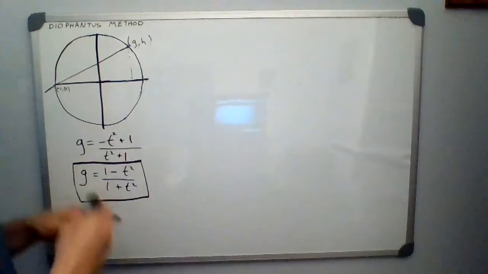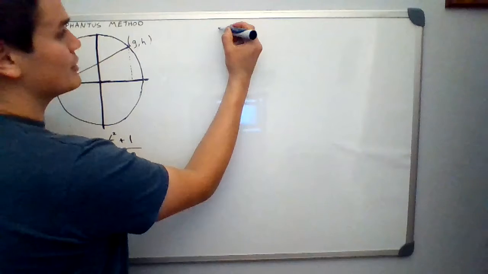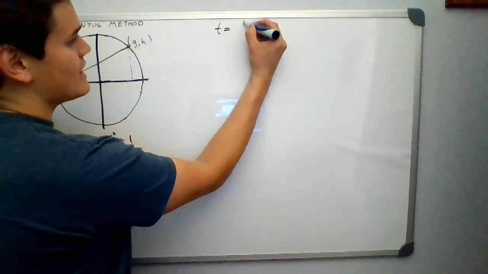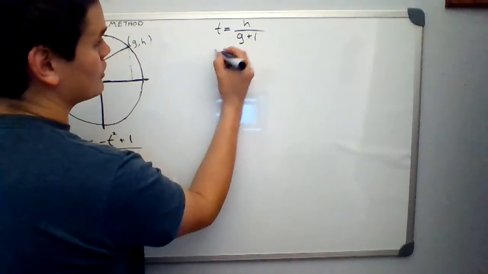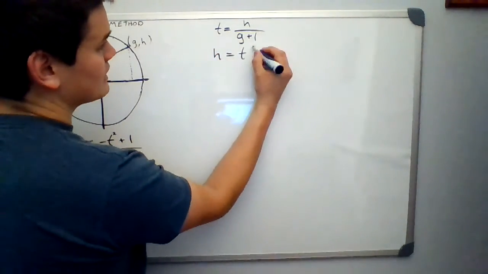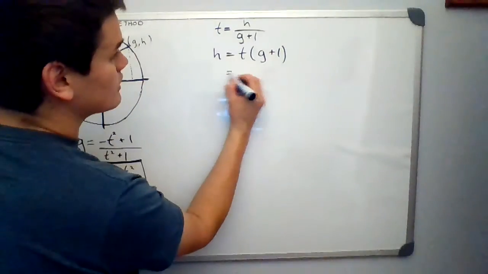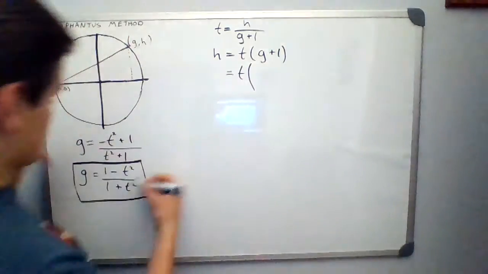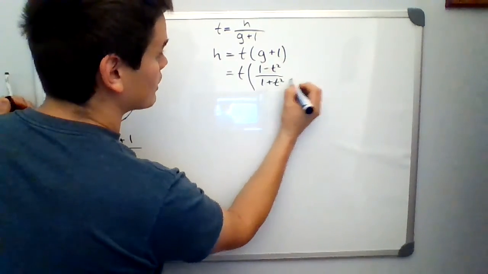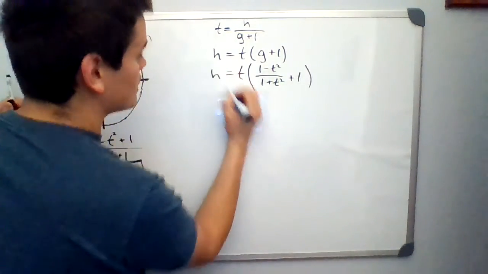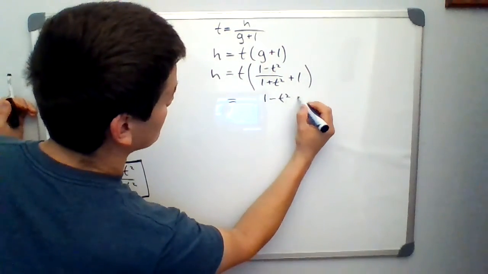Alright, so this is definitely going to be one of my longer videos. Sorry about that. Okay, so I know t is h over g plus 1. That was the slope originally. So I know h is t times g plus 1. And here I have g in terms of t, so I can just say h is t times 1 minus t squared over 1 plus t squared, plus 1. That's h.